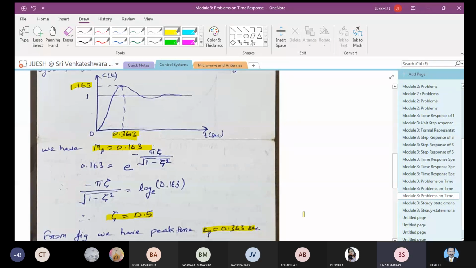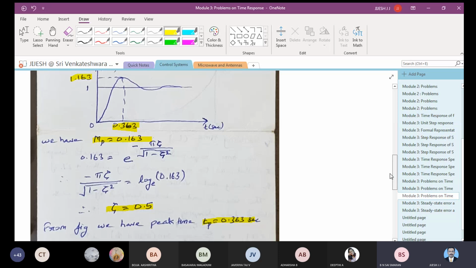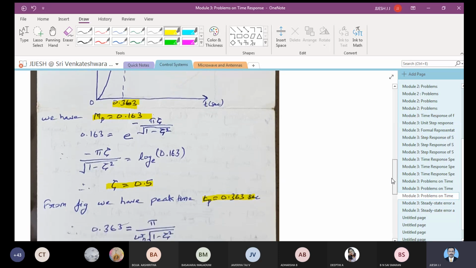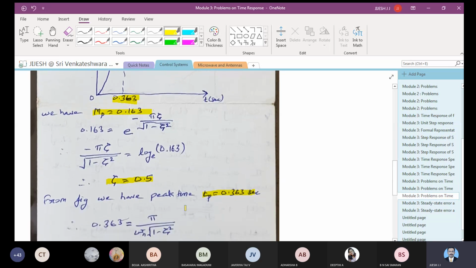TP formula is there, no, sir. To find out TP, we can use that. And what are you going to find out? Omega n. Okay, proceed then. TP is equal to pi divided by omega n root of 1 minus zeta square. By using this equation, you have the value of TP. So substitute 0.363 equals pi divided by omega n root of 1 minus zeta square. Zeta is 0.5. Substitute that and find out omega n. Let me see what value of omega n you get.